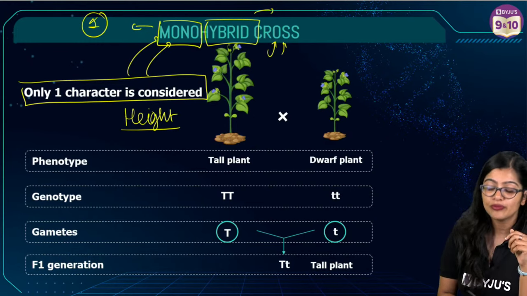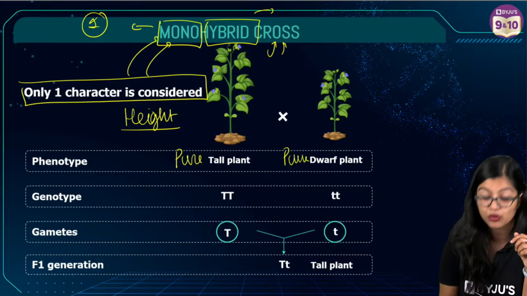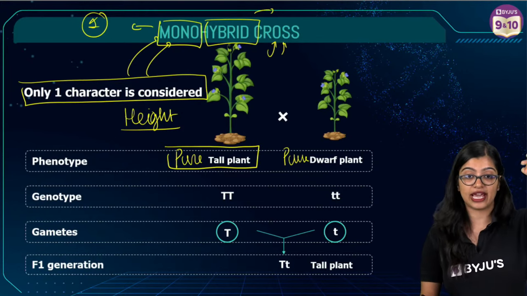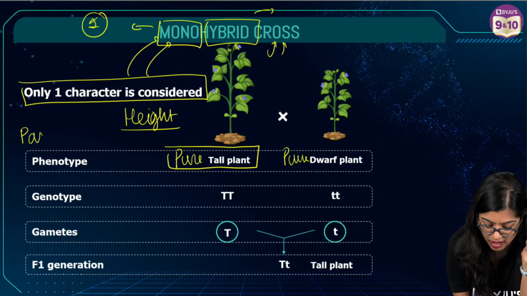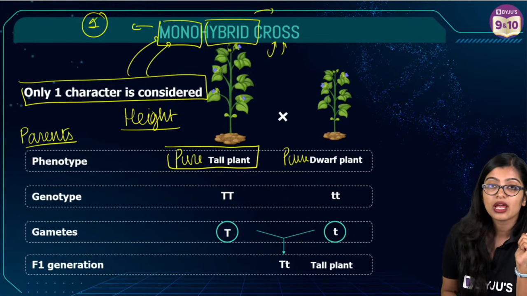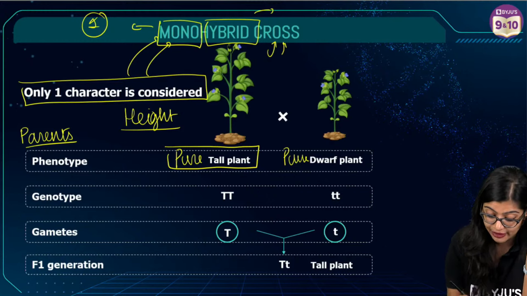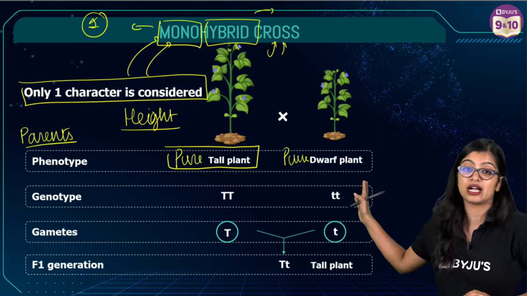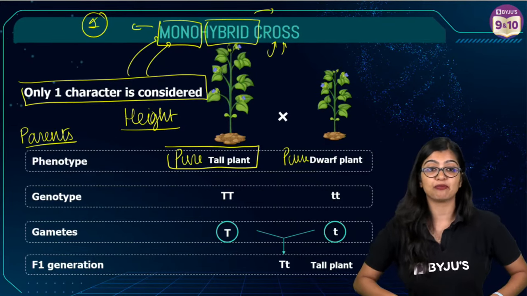And what did he do? He took a pure tall plant and a pure dwarf plant, right? So the phenotype of these plants, one is very tall and one is very dwarf, or small. So these are our parents, okay? Now, what is the genotype if it is pure? Can you tell me the genotype for a pure tall plant? Even though you see the answer on screen, I want you to give me the answer, right? What is pure tall and pure short?